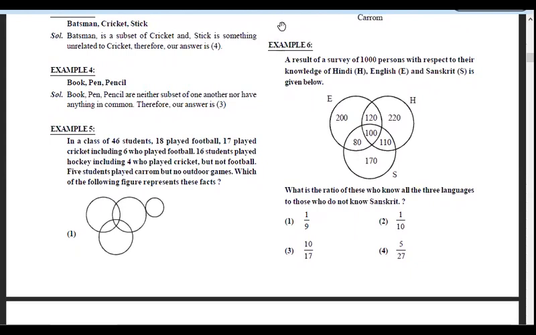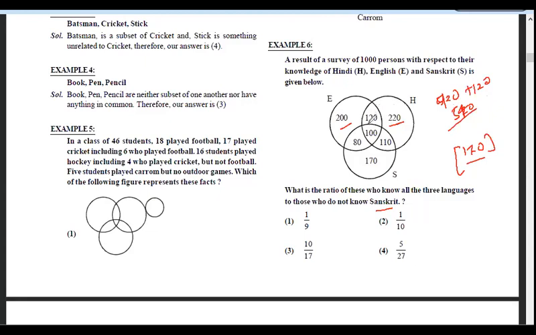I can say that in this one, the ratio of those who know all the three languages to those who do not know Sanskrit. First of all, how many people do not know Sanskrit? So this is Sanskrit. 170 people know Sanskrit, and 220 plus 200 plus 120, that is 540 students do not know Sanskrit, because 220 Hindi, 200 English, and 120 both.